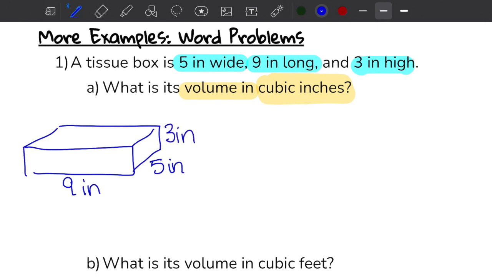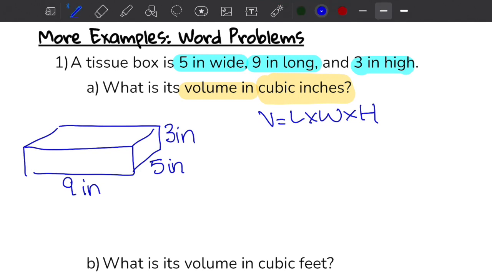So this is a rectangular prism. Have a look at the last page of your formula sheet, and you should have the formula for the volume of a rectangular prism or a box. The formula should be length multiplied by width multiplied by height. Now, the first thing you want to check before you start multiplying is, are my units consistent? Are they the same? The answer here is yes, they're all in inches. If one of them was, say, in feet, you would have to convert it to inches.